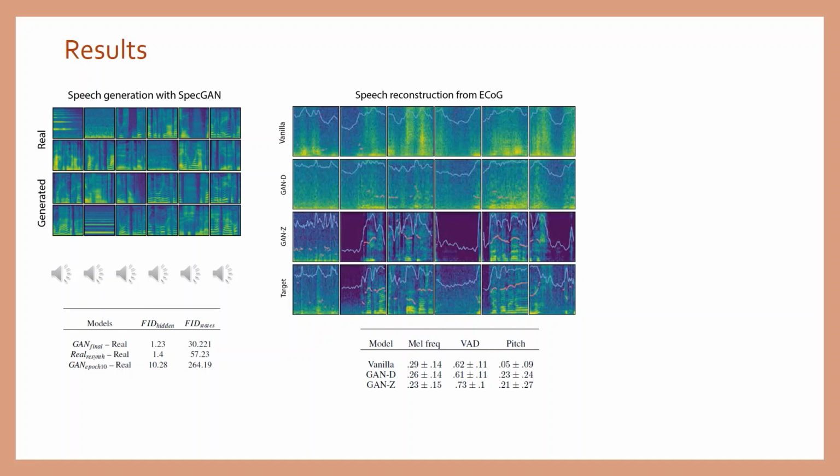From visual inspection of spectrograms, it was clear that the GAN-Z model better captured the high-level structure of speech, including formants. This became even more apparent when we listened to sound reconstructions. Only the GAN-Z decoder produced natural-sounding speech.